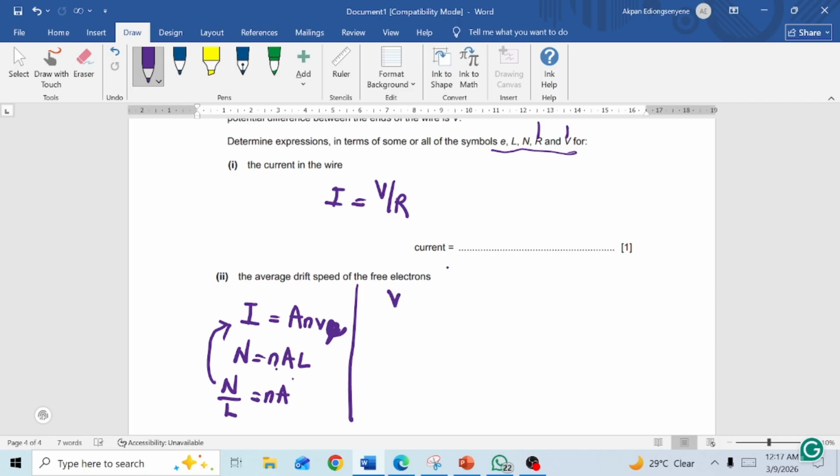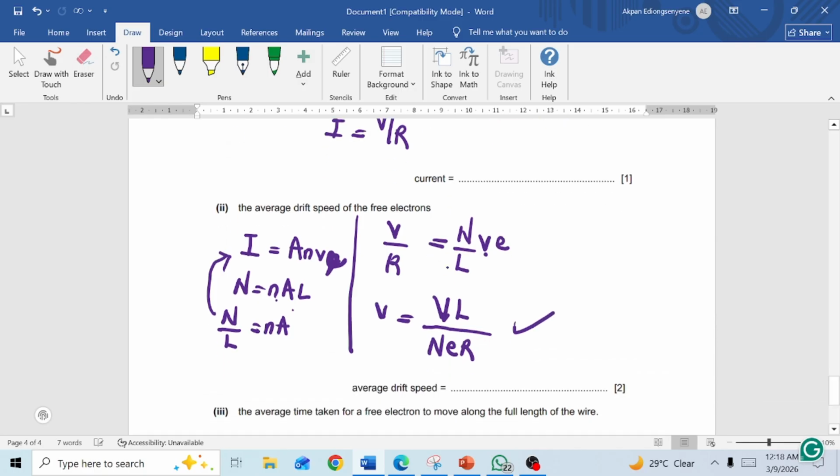So we replace I with V over R, equal to, we replace small n and A with N over L, and we now put v E. Let's make small v the subject of the formula. That will give us potential difference, capital V, and L, divided by capital N, E, and R. Can you see? This is just change of subject of formula. Once you can get this, you have gotten your 2 marks.